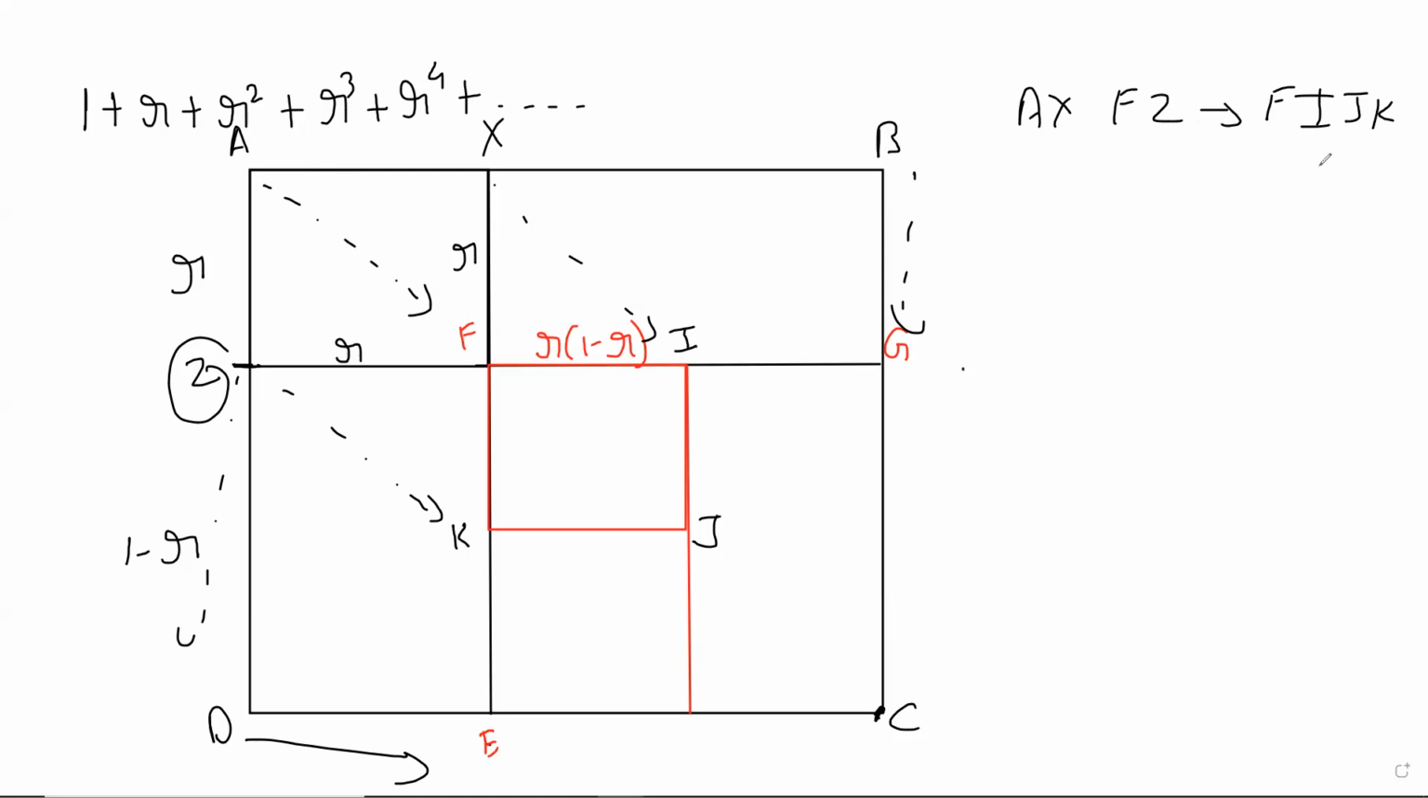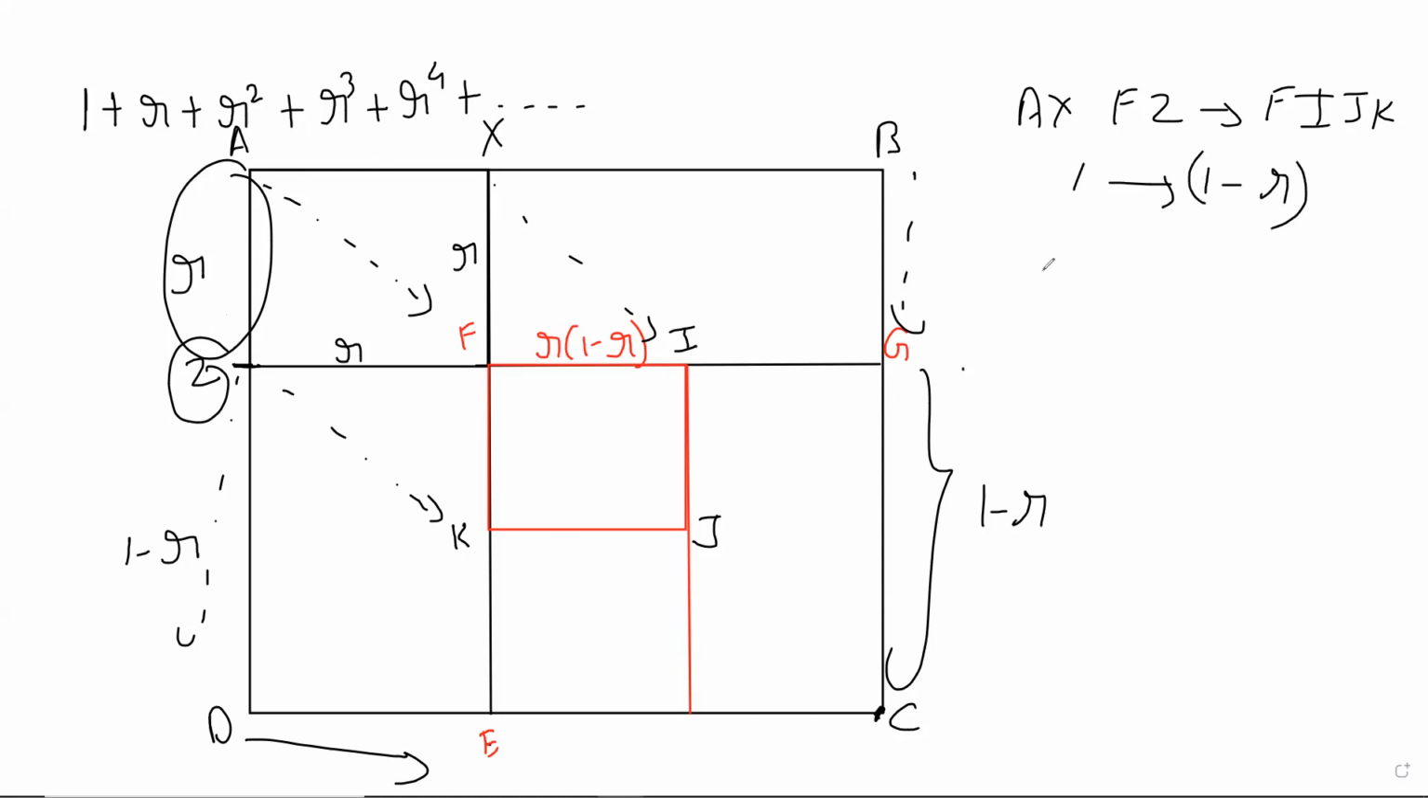What should be the dimension of FIJK? It should be r times 1 minus r, because initially it was r and the contraction ratio is 1 minus r. The side was 1, it became 1 minus r. So if the square was r, it should become 1 minus r times that. 1 goes to 1 minus r, so r should go to r times 1 minus r.